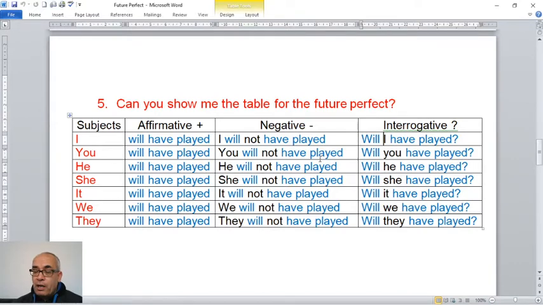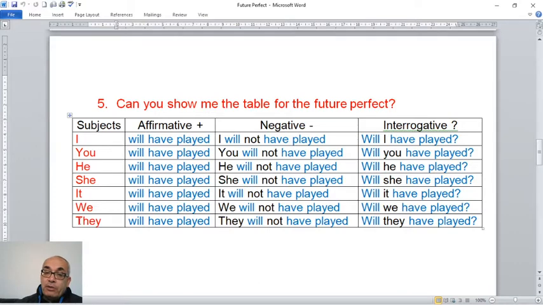Will I have played? Will you have played? Will he have played? This is a bit difficult for some students because of he have. They see, yes, you put have because after will, you have to use infinitive. You cannot say will he has, will he have, because have is infinitive, but has is not infinitive. And the same, will she have, not she has, it's wrong. Will it have, because have is the infinitive, but has is not infinitive. And after will, you must use infinitive. Yeah? And then will we have played and will they have played.